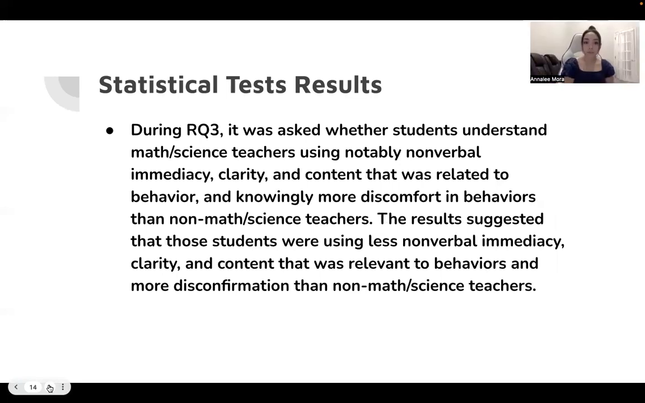So during research question 3, it was asked whether students perceive math/science teachers as using notably less nonverbal immediacy, clarity, and content relevance behaviors, and knowingly more disconfirmation behaviors than non-math/science teachers. The results suggested that those students perceived less nonverbal immediacy, clarity, and content relevance behaviors and more disconfirmation than from non-math/science teachers.